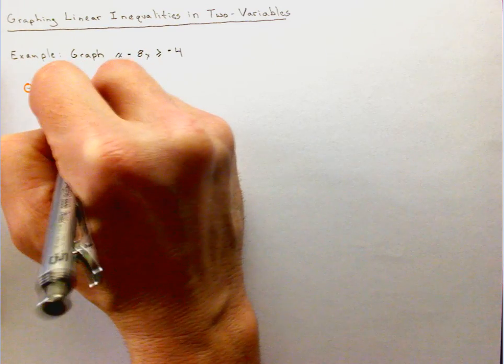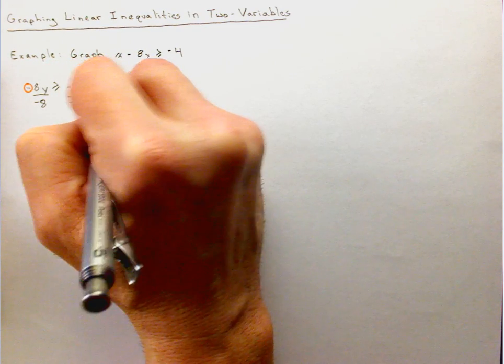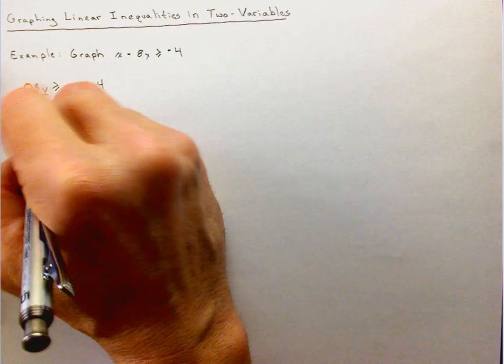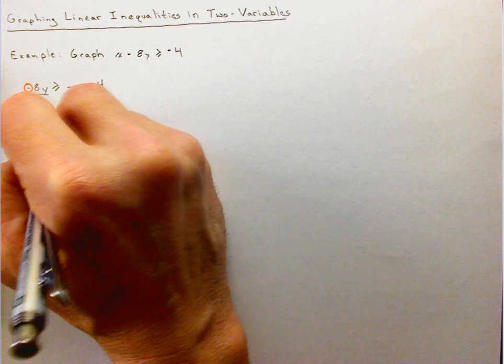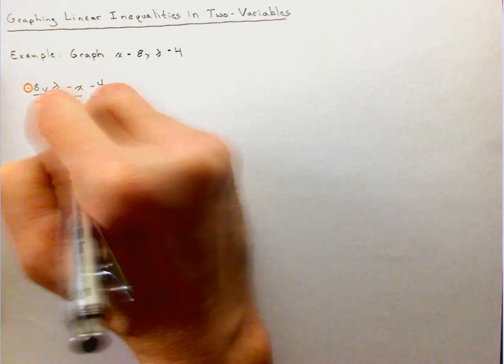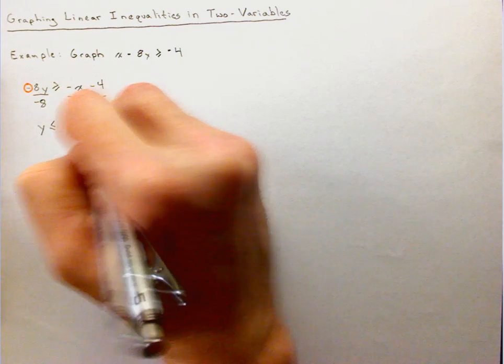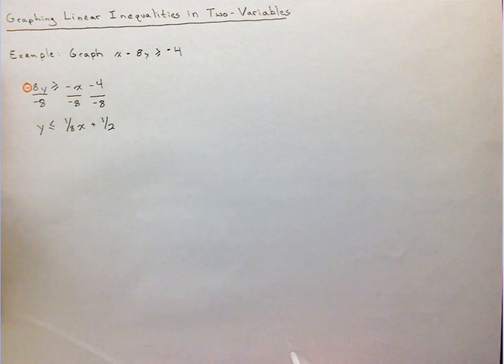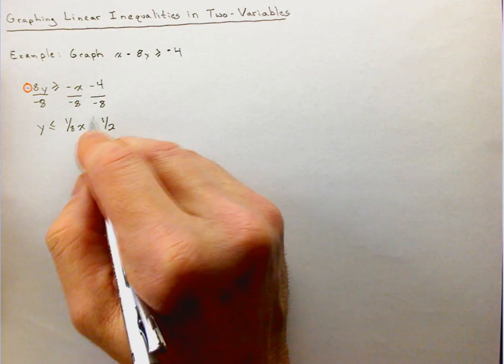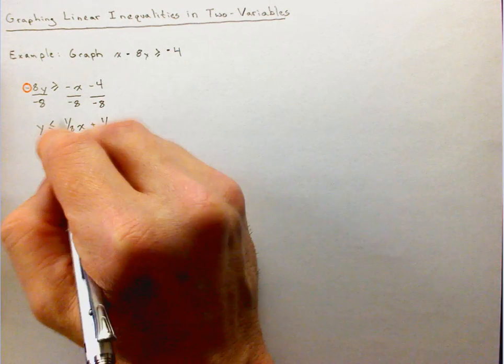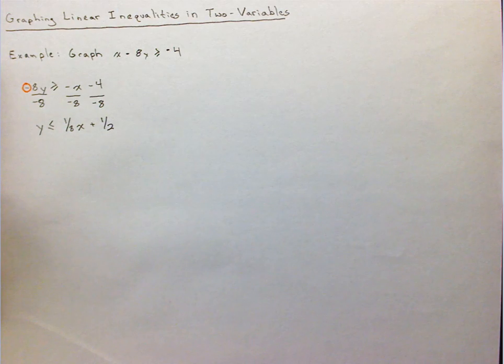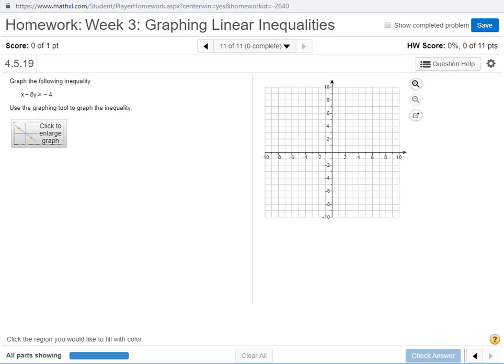It does not flip if there's not a negative. This is the only thing you have to pay attention to when rewriting. Y is less than or equal to 1/8 x plus 1/2. This right here is my y-intercept, and this right here, 1/8, is my slope. I can now graph that inequality. And I can tell from just the inequality that it will not go through the origin, so that's good. So here we go.